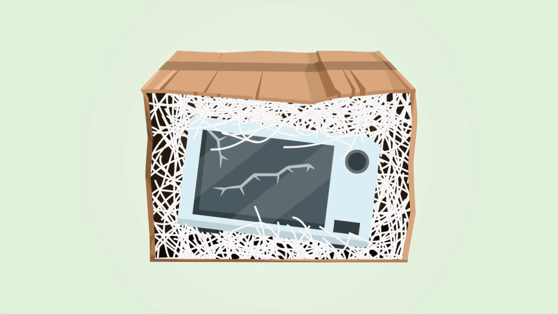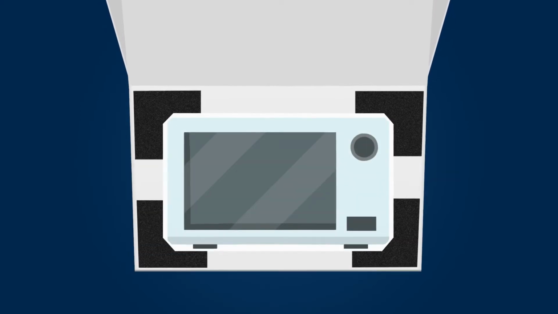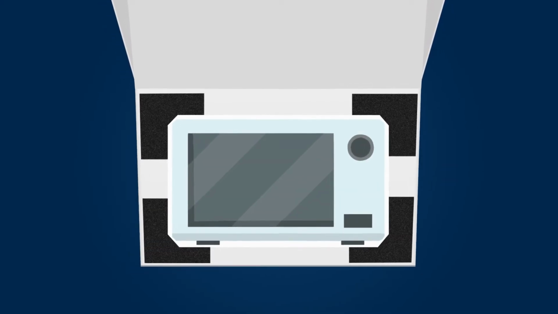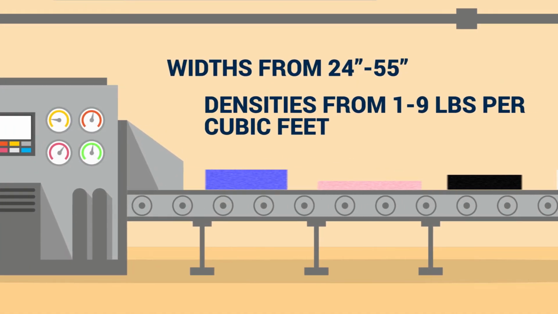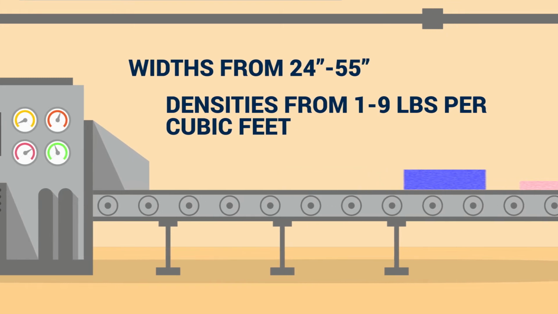Frustrated with damages caused by shipping? Protect what matters with one of the most robust and customizable packaging solutions. Engineered foam. Pregis manufactures PE foam planks in various colors, widths, thicknesses, and densities.